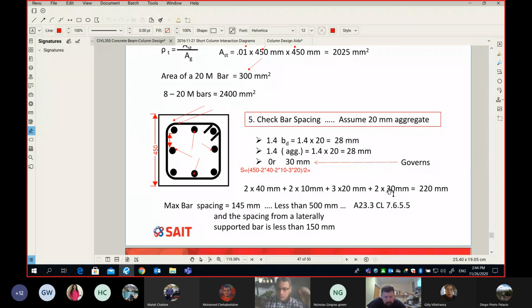I got 145. Great. So 145. Do we need to add an independent lateral support for those 4 bars in question, not the corner bars? No. Which means we are done when it comes to the tie layout. We only need a big circular tie that wraps around your bars. We don't need anything extra.